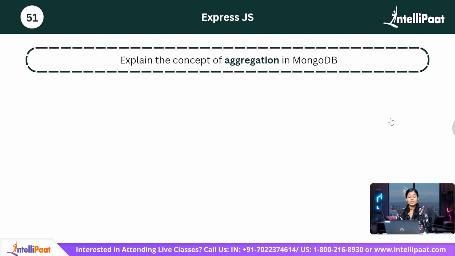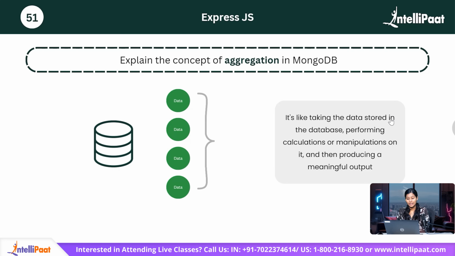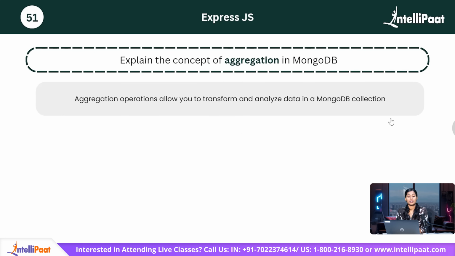Moving on to our next question, explain the concept of aggregation in MongoDB. Now, aggregation is taking the data that is already stored in your database, performing calculations or manipulations on it, and then producing a meaningful output out of it. In MongoDB, aggregation operations allow you to transform and analyze the data in the collection. There will be a lot of data in your collection. You have to take that data and make meaningful output out of it so that you can utilize the data.